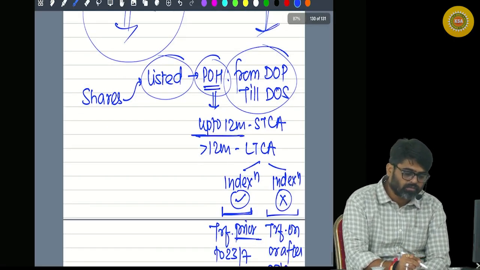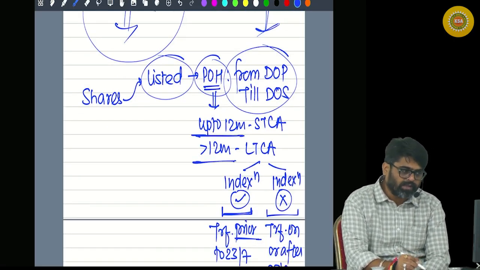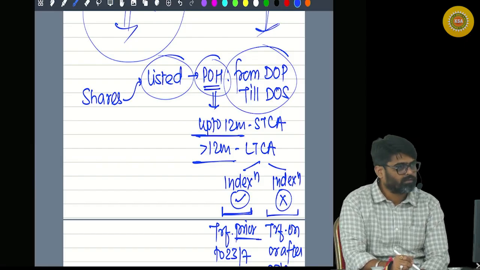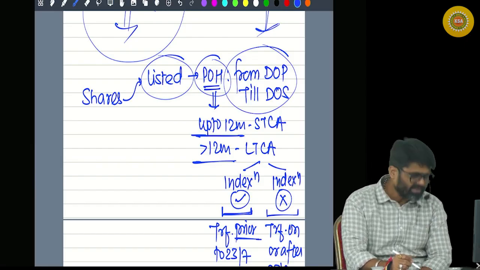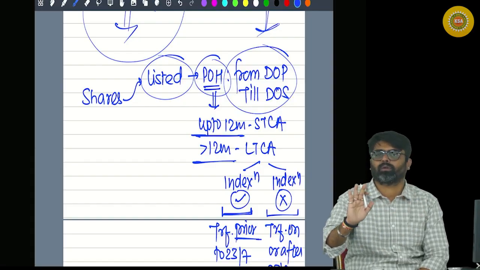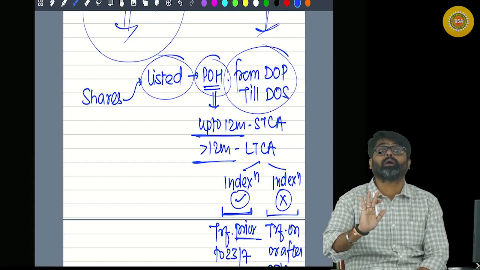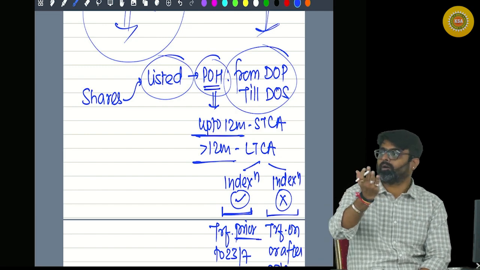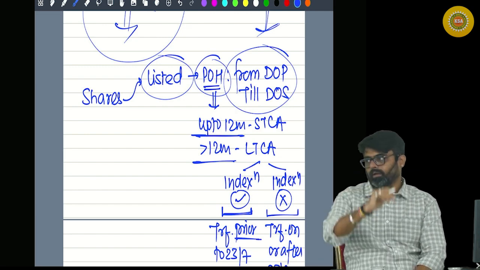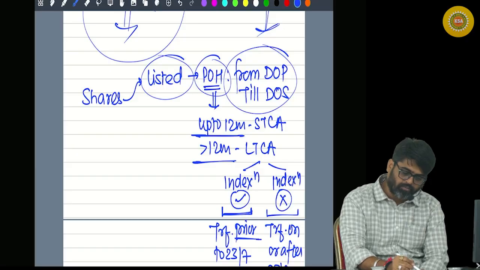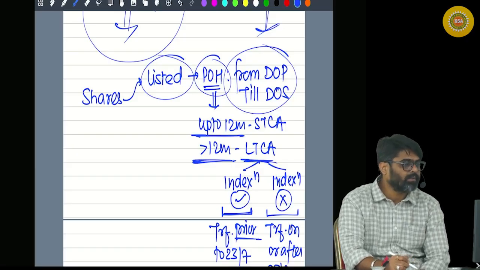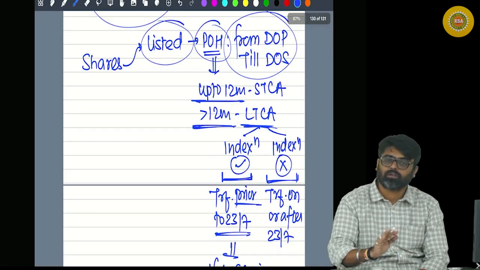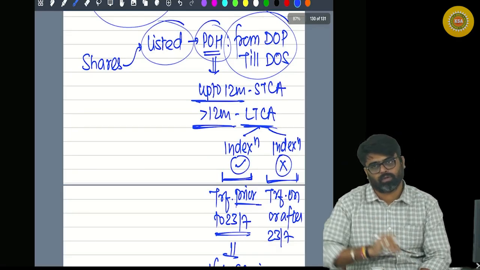Up to 12 months? More than 12 months? Long term. Then will you take the indexation? Yes. Provided long-term gain is not covered by 112A and the transfer was made prior to 23rd July. Getting my point? What if the asset is a long-term capital asset, will you do any indexation? No. Why? Because the transfer is on or after 23rd July.